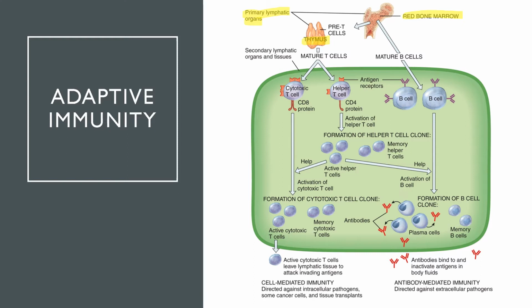T cells will mature in the thymus, whereas B cells complete their development in red bone marrow. Now, before T cells leave the thymus or B cells leave the red bone marrow, they develop immunocompetence. So remember that immunocompetence is the ability to carry out adaptive immune responses.